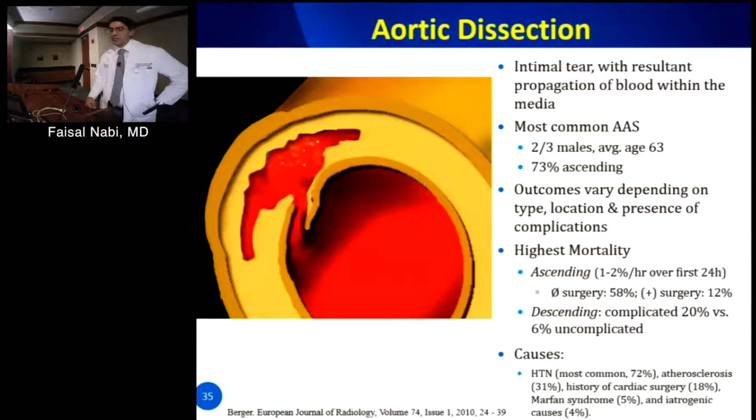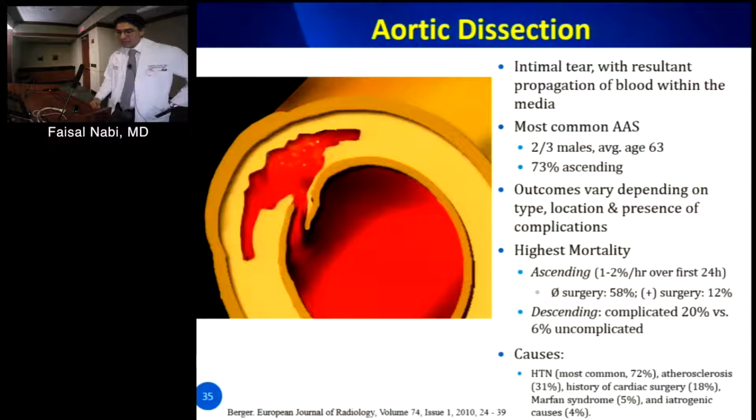Of course, as we heard Dr. Q say, outcomes vary depending on your type, location, and presence of complications. But in general, it has the highest mortality. With the ascending aorta, we've all heard this, you can have a risk of 1% to 2% per hour over the first 24 hours. So it's really important to make the diagnosis quickly and get these people to the operating room quickly.